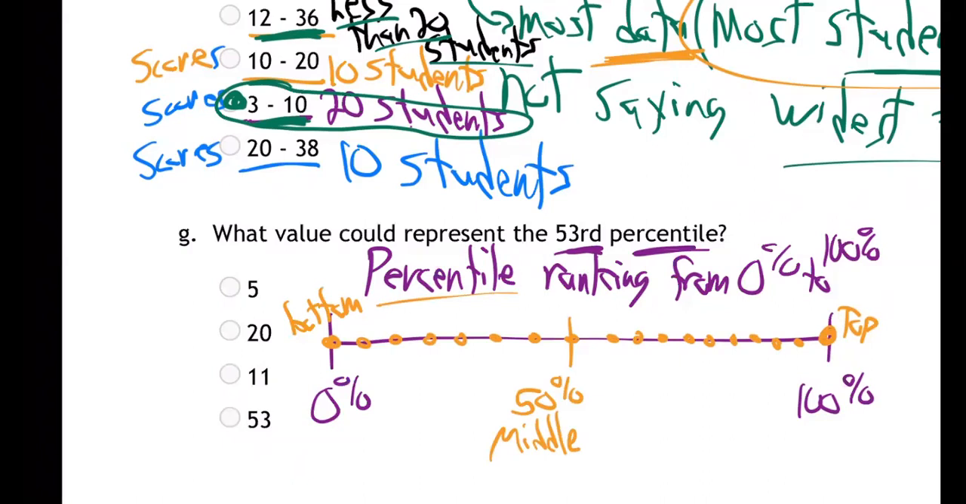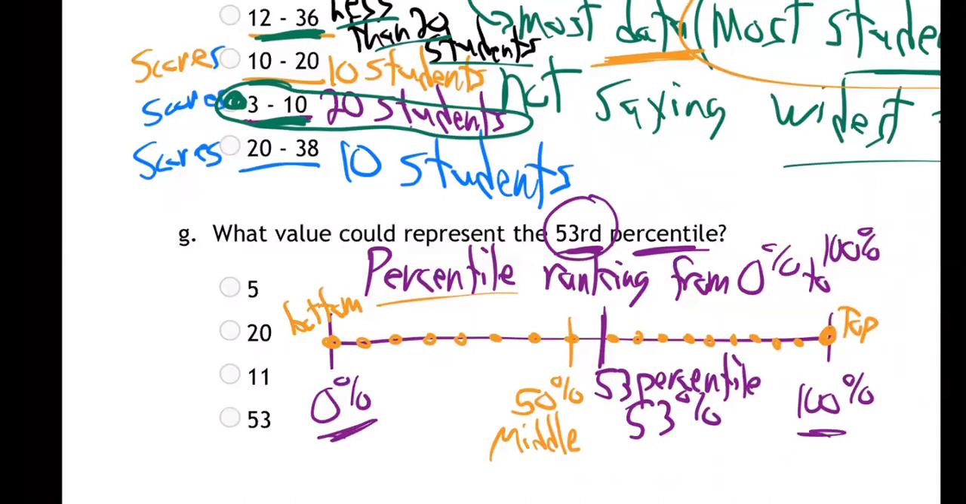And so they're asking us on this question about the 53rd percentile. So 53rd percentile, or 53, that means they're 53% of the way. So that's just a little bit better than average, isn't it? Is this making sense? If we're going from 0 to 100, putting all the students in line from 0 to 100, the 53rd percentile is 53% of the way. So it's just past the middle. 50% would be the middle. So it's just past the middle.